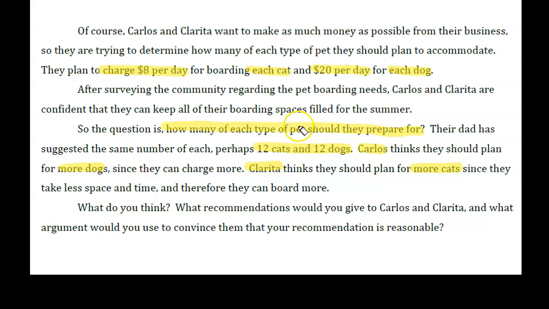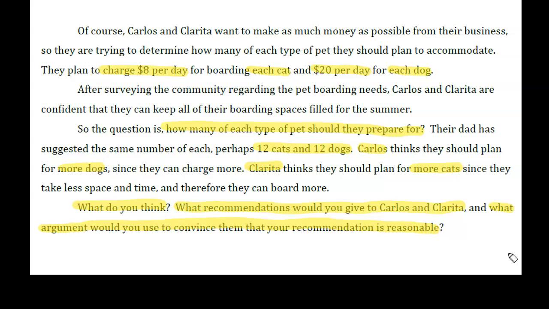So the question is, how many of each type do you think they should prepare for? Whose suggestion do you think is the best? The dad, Clarita, or Carlos? And then what recommendations would you give to Carlos and Clarita? And what argument would you use to convince them that your recommendation is reasonable? So it's not enough to just give an answer here, to just say, well, they should house this many cats or this many dogs, or I agree with the dad versus Carlos or Clarita. We have to be able to justify our answer.